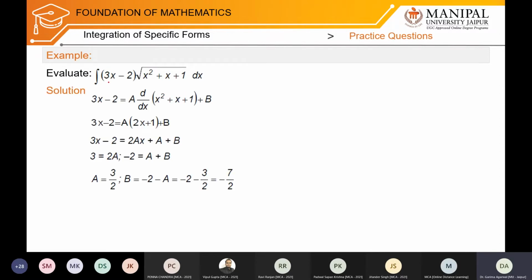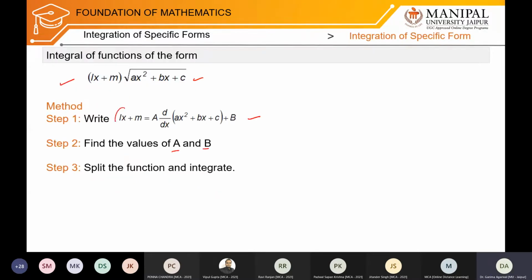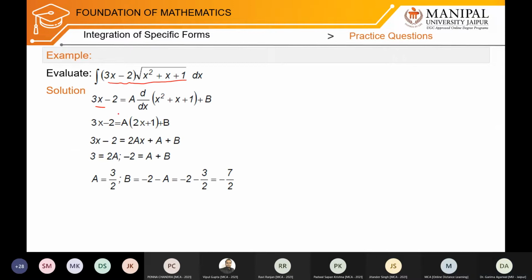First of all, we rewrite the given equation into this form. Then we find the values of a and b. How can we find the values of a and b? First of all, we differentiate this step. Differentiation of x square is 2x, differentiation of x is 1, and differentiation of 1 is 0. The rest of the terms will remain unchanged.